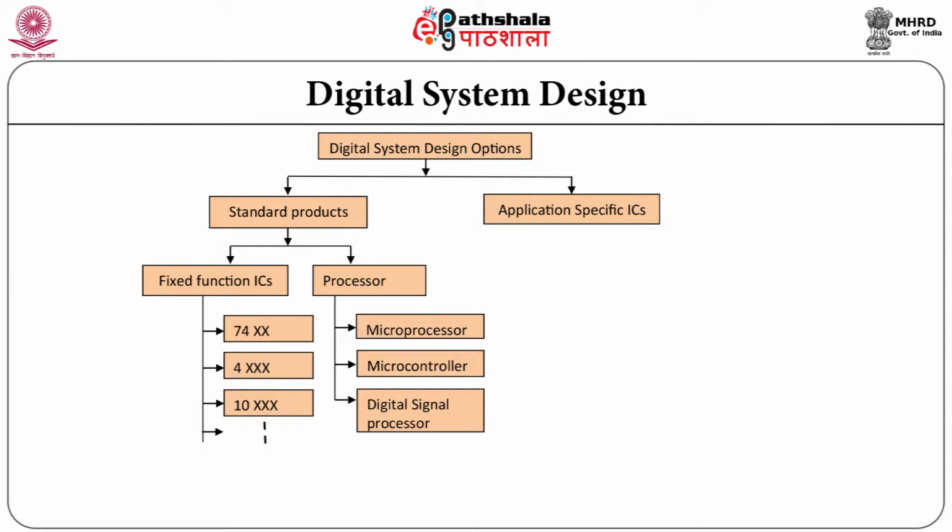Under processor options, we have three programmable approaches. Designer can select either a microprocessor or a microcontroller or a digital signal processing processor, DSP processor, depending upon the type of design. For high-end design applications, microprocessors are normally used. Microprocessor is the heart of every computer. Microcontrollers are normally recommended for low-cost applications, whereas DSP processors are normally used for audio, video, multimedia processing applications.